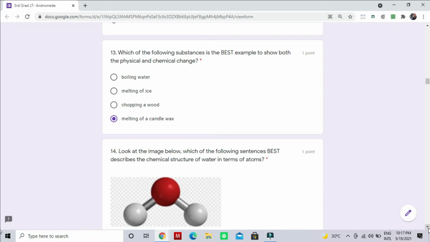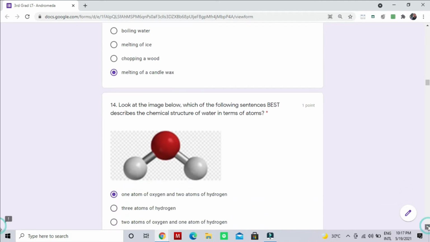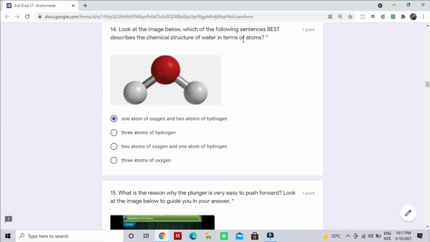Question number 13. Which of the following substances is the best example to show both the physical and chemical change? The correct answer is melting of a candle wax. Question number 14. Look at the image below. Which of the following sentences best describes the chemical structure of water in terms of atoms? The correct answer is 1 atom of oxygen and 2 atoms of hydrogen.